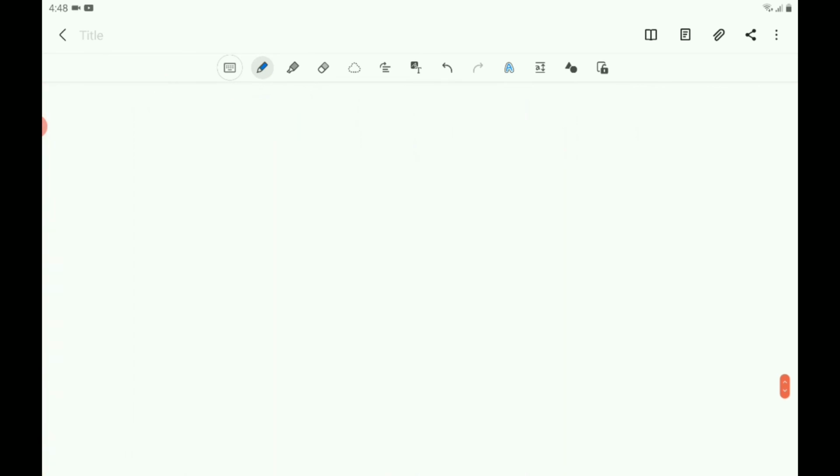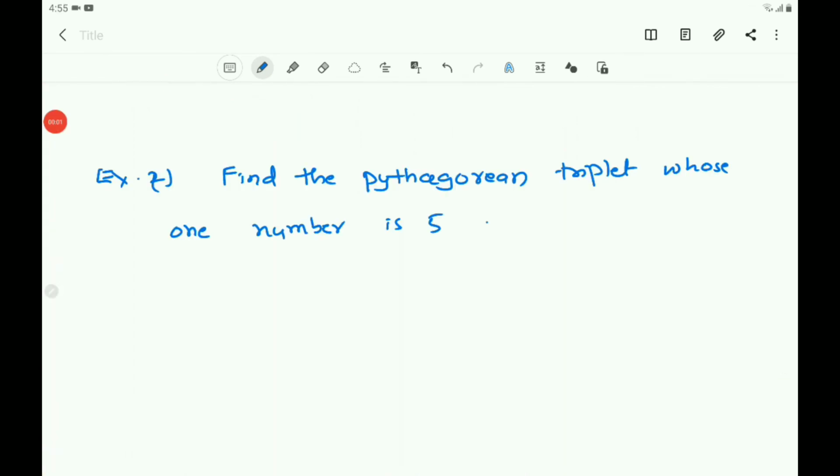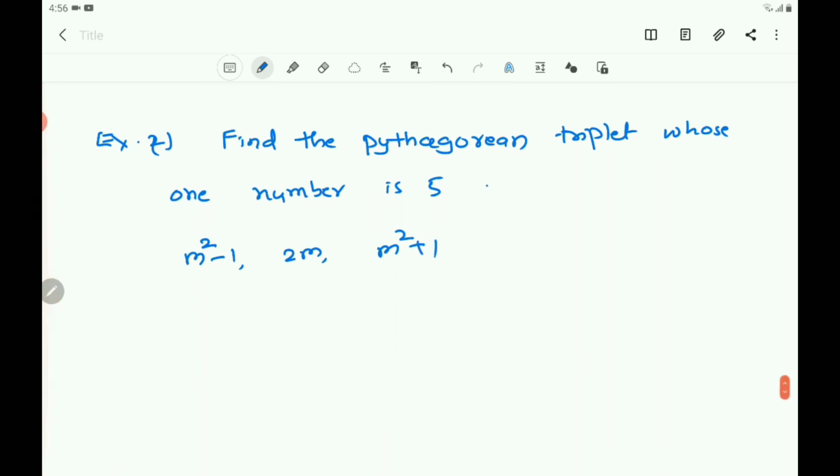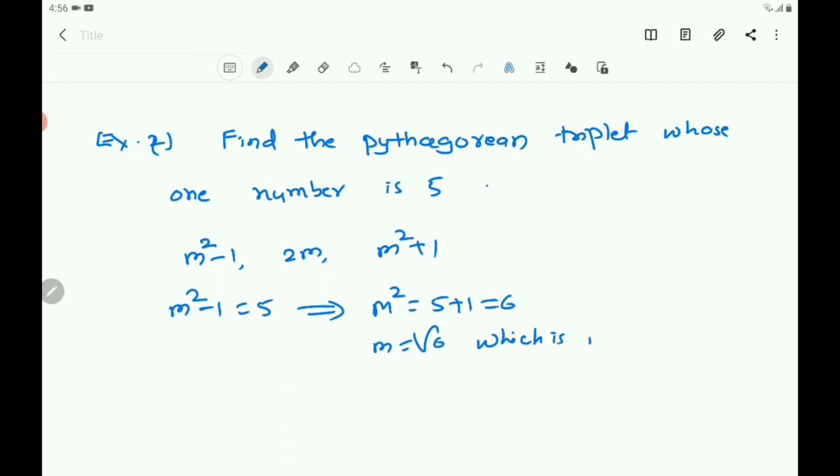Now let us take the next question. Find the Pythagorean triplet whose one number is 5. Here the forms are m square minus 1, 2m and m square plus 1. Let us consider m square minus 1 equals 5. That implies m square equals 5 plus 1 equals 6. So m equals root 6, which is not an integer.